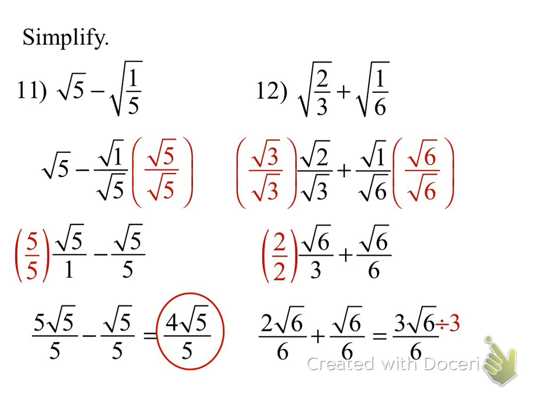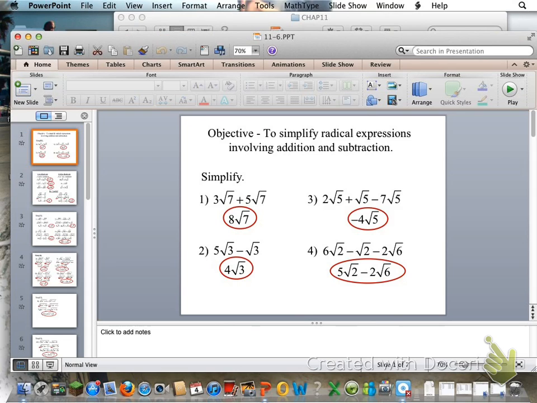Okay, so now, because I have a common factor in the numerator and denominator, I'm going to simplify, divide the numerator by 3, divide the denominator by 3, and I'm left with a 2. What I'm left with is radical 6 over 2. That's the final simplified answer. That's the lesson.